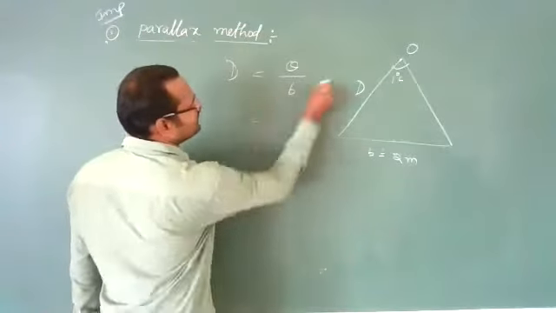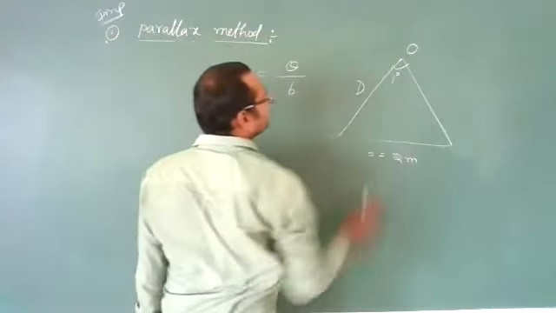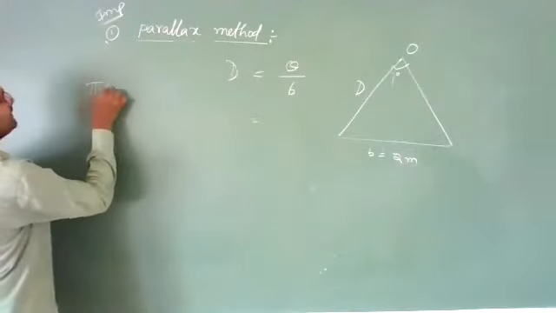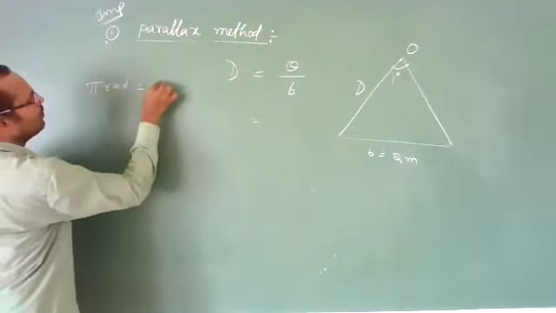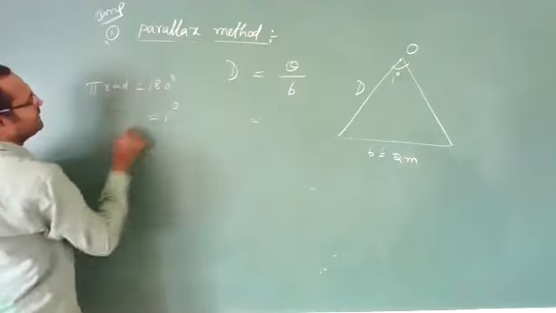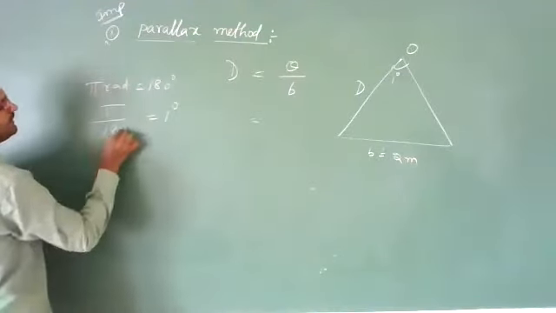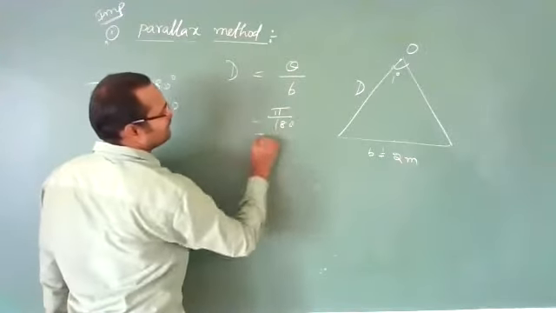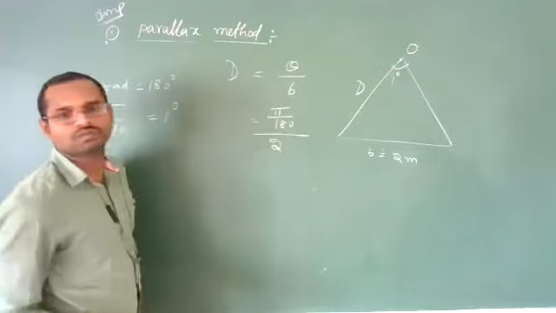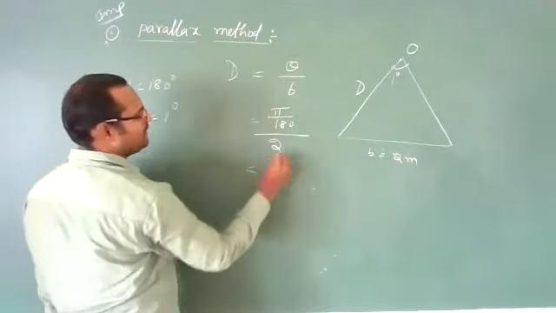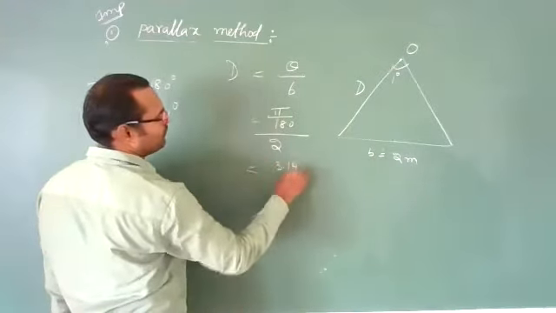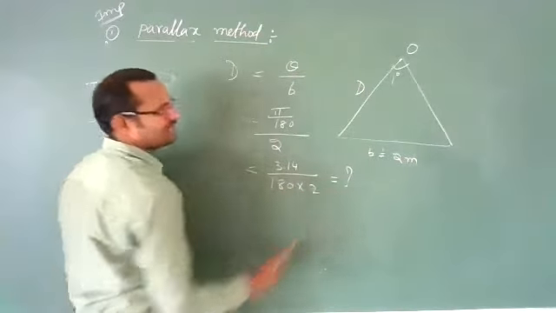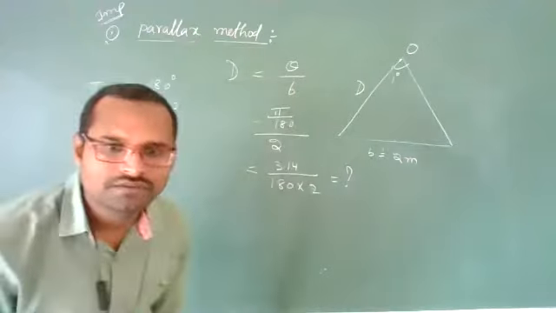So keep here theta is 1 degree. We have to write it in radians. You know that pi radians is equal to 180 degrees. Then 1 degree is equal to pi by 180 radians. So you should write pi upon 180 by 2. Then you calculate. Pi means 3.14 upon 180 into 2. You calculate, you get the answer. Simple.